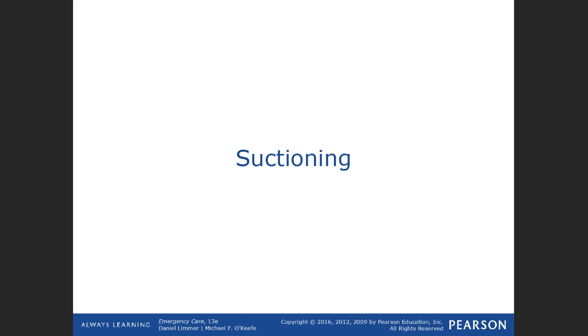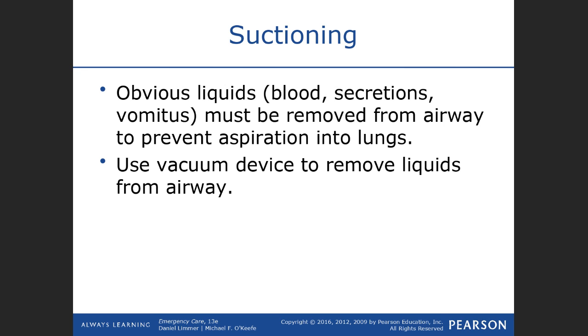All right, now suctioning. Obvious liquids, blood, secretions, vomitus must be removed from the airway to prevent aspiration in the lungs. Use vacuum device to remove liquids from the airway. Now, if you're approaching the patient and you can hear gurgling or bubbling sounds, it's obvious that something is inside of the patient's mouth. It wouldn't be logical for you to position that airway and check. You already know that something is inside of the patient's mouth, and that's fluid. If you open the airway with fluid inside of the mouth, that's going to go inside of the patient's lungs.